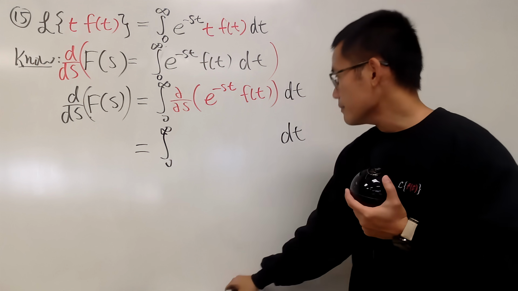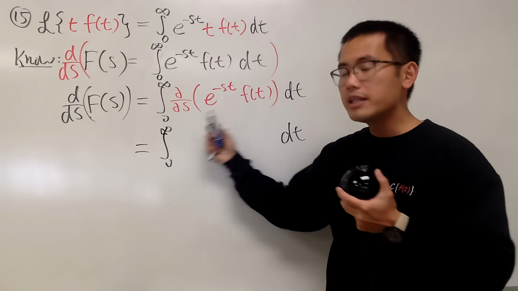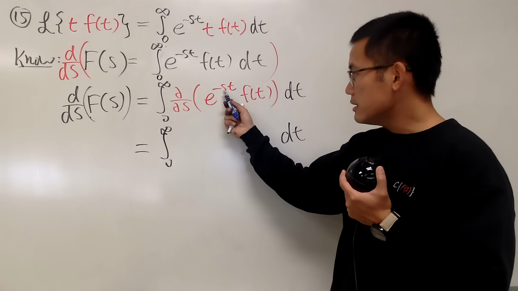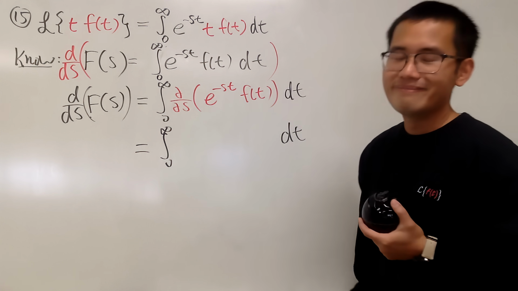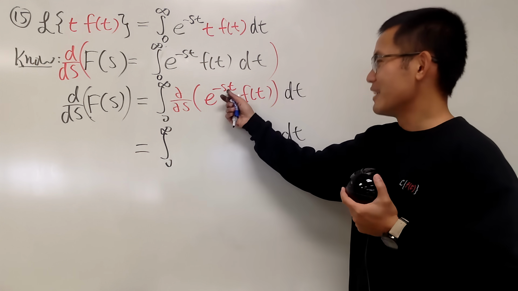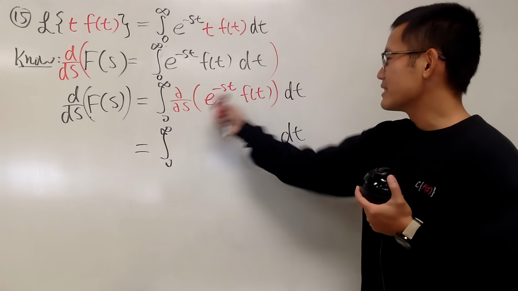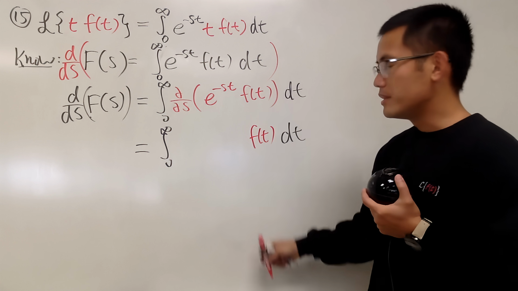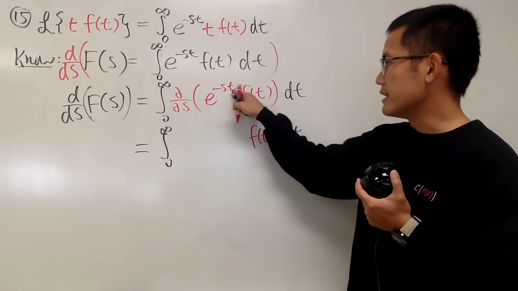Now here, we are taking the derivative of this expression in terms of s, in the s world. S is the variable, t is just a constant. I'm sorry. So I can just write down the constant multiple first, which is the f of t, no big deal, and then take the derivative of e to the negative st.